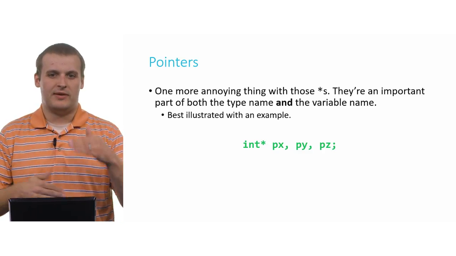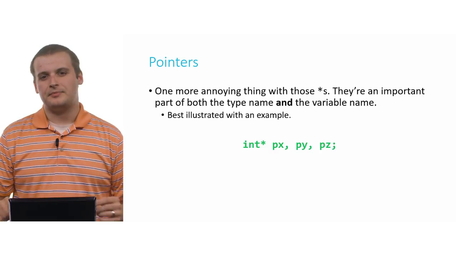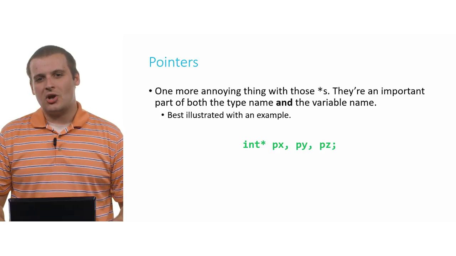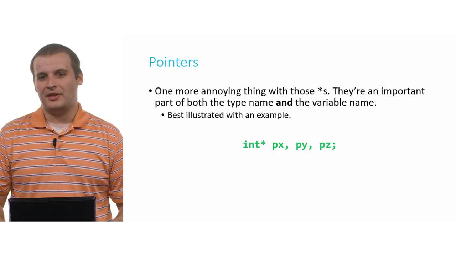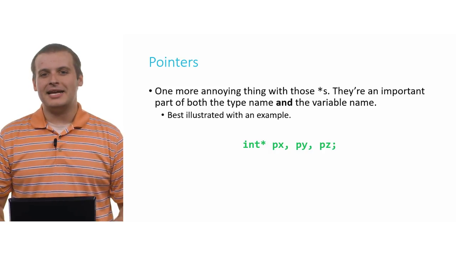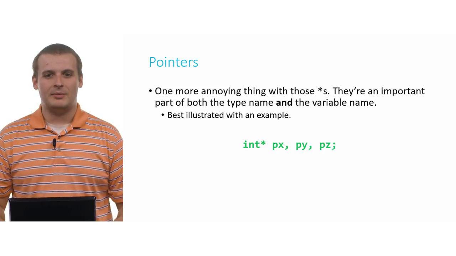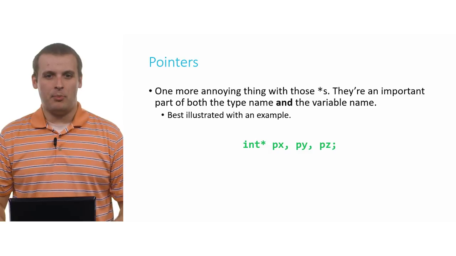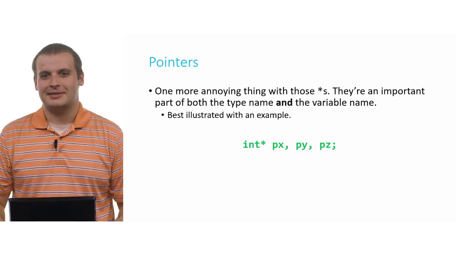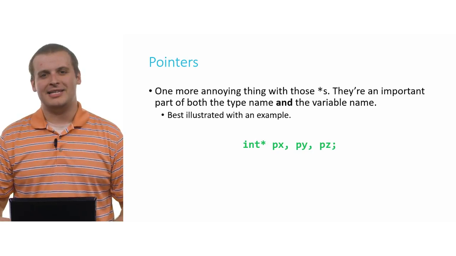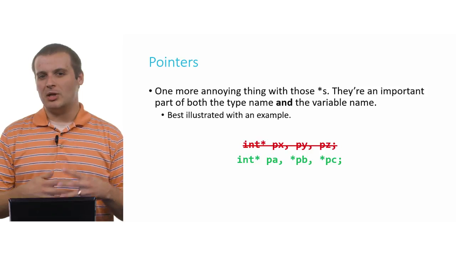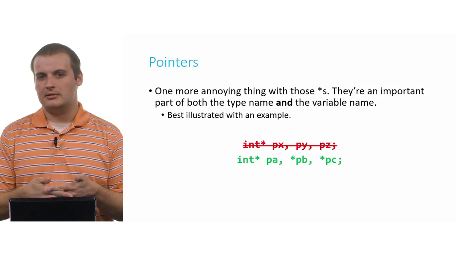It's a way to do it without having to split it onto 3 lines. Here's where stars get annoying again, though, because the star is actually part of both the type name and part of the variable name. And so if I say int star px, comma py, comma pz, what I actually get is a pointer to an integer called px and 2 integers, py and pz, and that's probably not what we want.